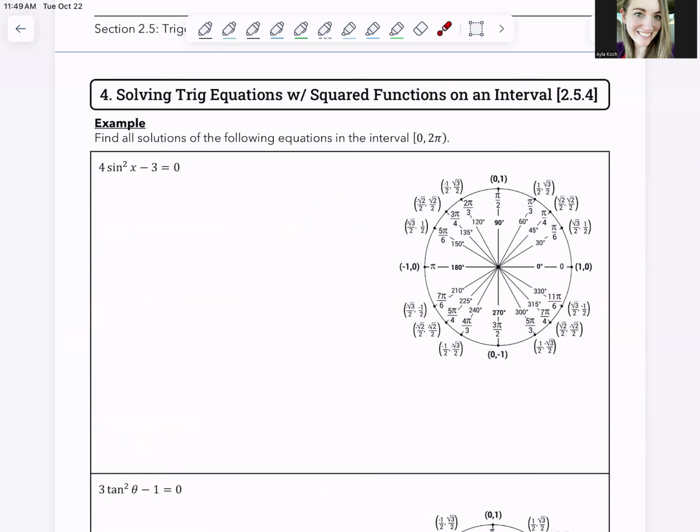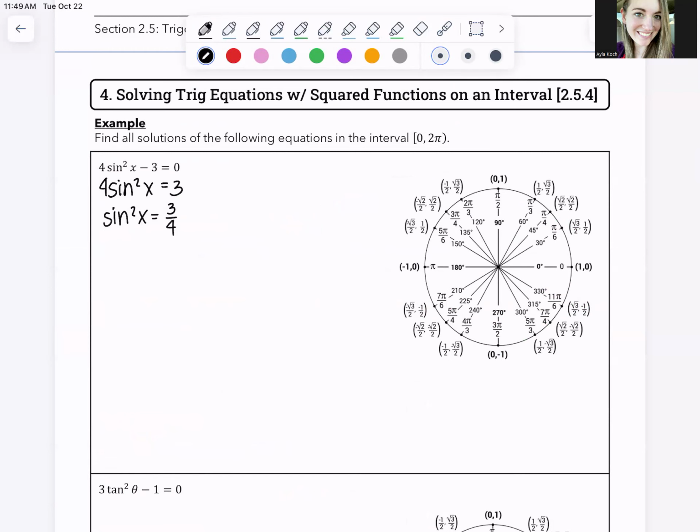4 sine squared x minus 3 equal to 0. We are adding that 3 to both sides. So we have 4 sine squared x is equal to 3. Dividing both sides by 4, sine squared x is equal to 3 over 4.